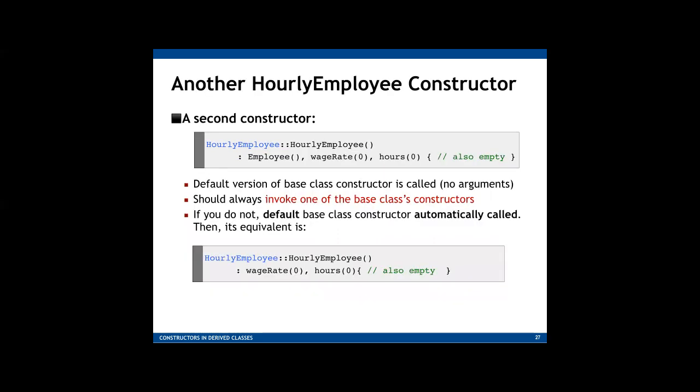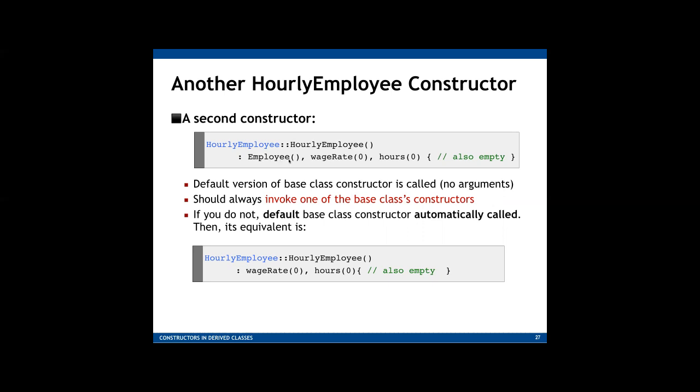You should always invoke one of the base class's constructors from the derived class. If you do not invoke a constructor for the base class from the derived class constructor, the default constructor, which does not receive any arguments, of the base class will be invoked automatically. So these two versions of the constructor from our Employee are equivalent.